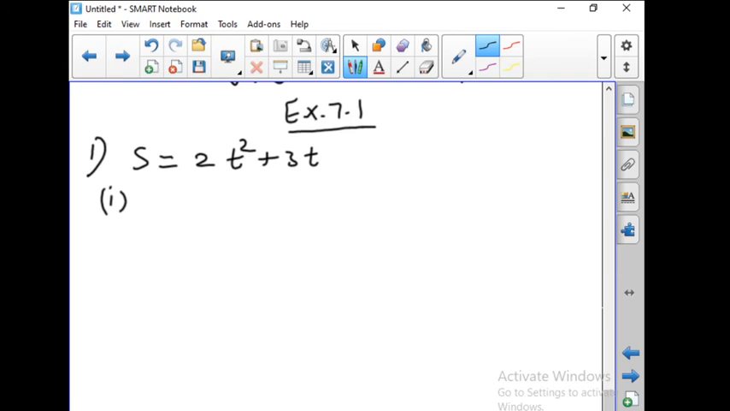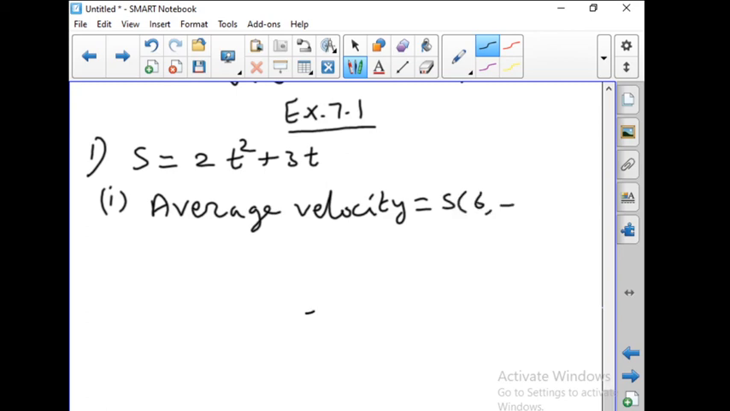Okay, first, what is velocity? Rate of change of displacement is velocity, and here displacement is given as 2t square plus 3t. So first one, average velocity is asked. So average velocity between t is equal to 3 and t is equal to 6. By formula it is s of 6 minus s of 3 by 6 minus 3.